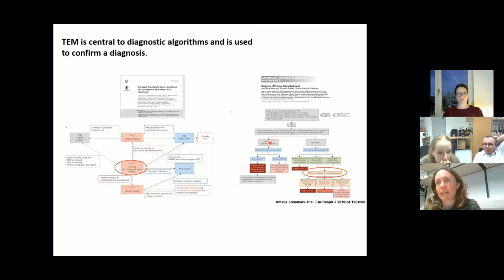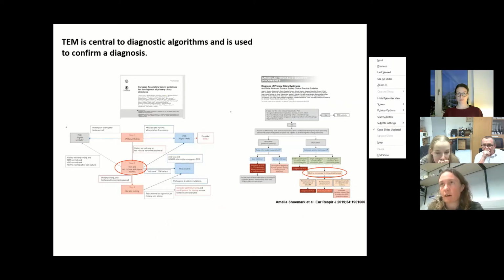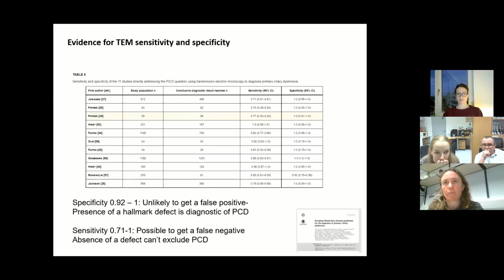So again, you do nasal nitric oxide and screening on clinical history. And if you don't find a certain pathogenic gene mutation, or that needs to be confirmed because it's a variant of unknown significance, or it's a single variant, or no variants are found, then you go on to do electron microscopy and again recognize that a ciliary ultrastructure defect is diagnostic. So in both guidelines, a recognized ultrastructural defect is diagnostic of PCD.